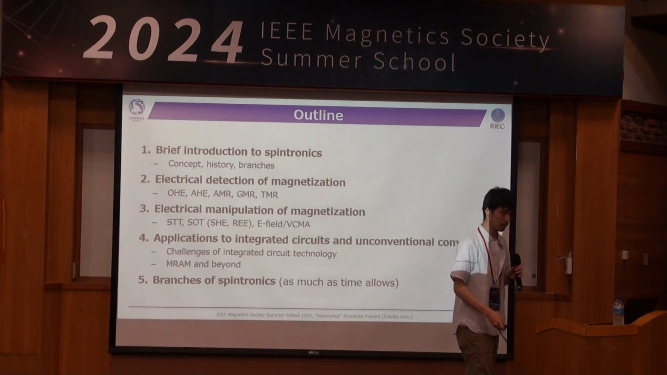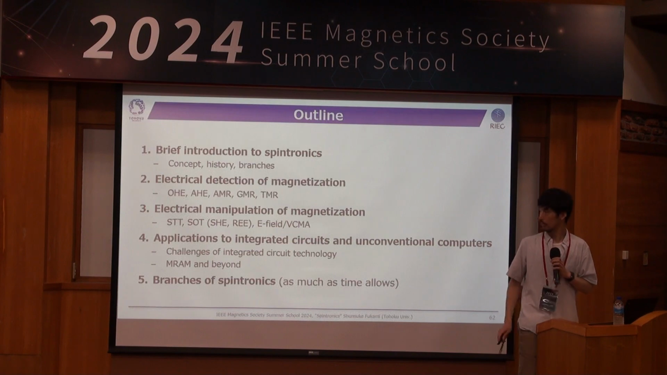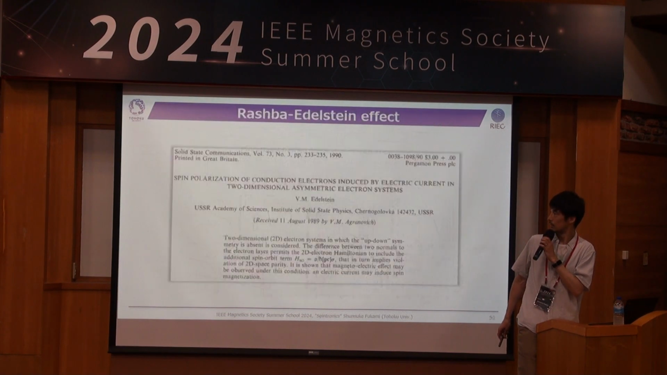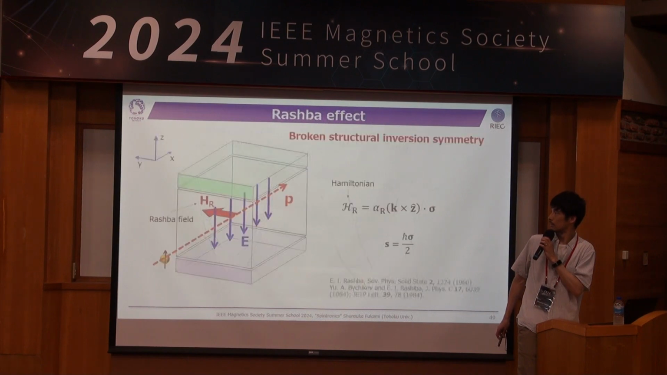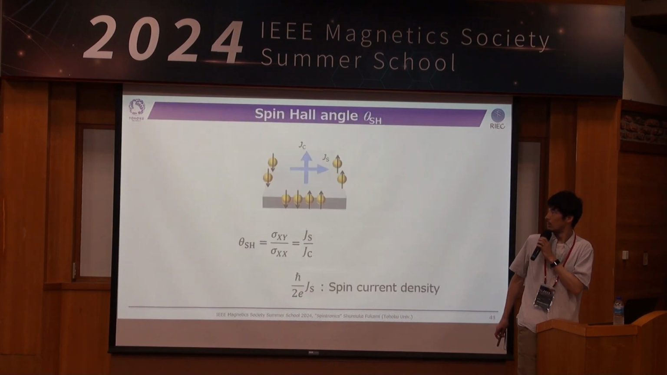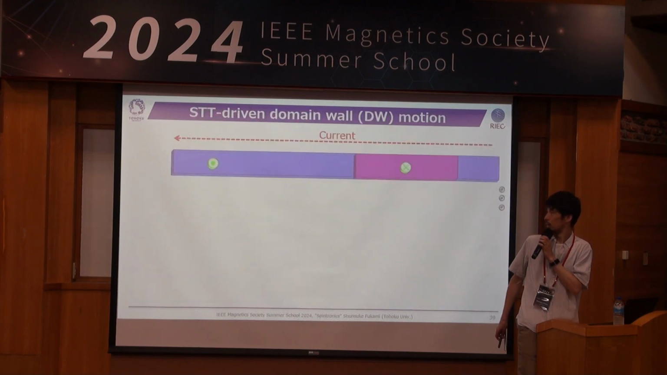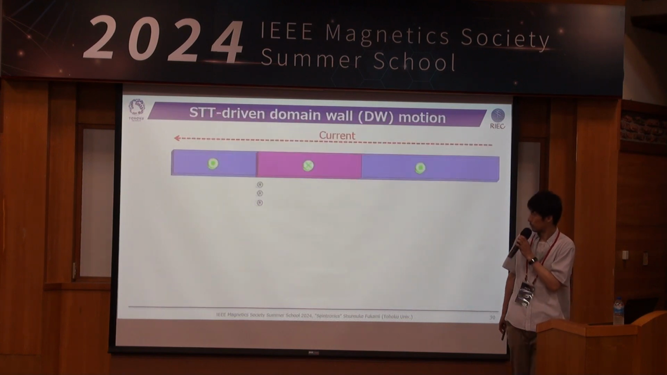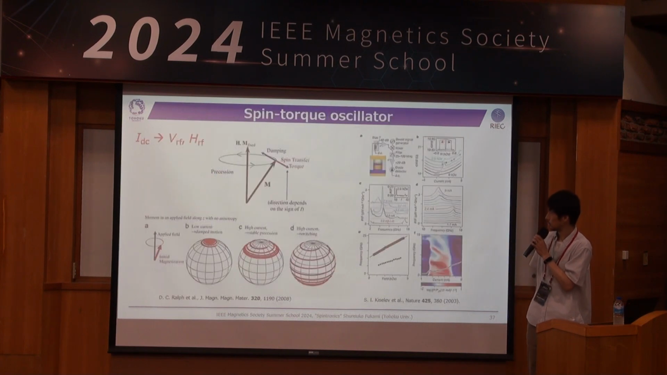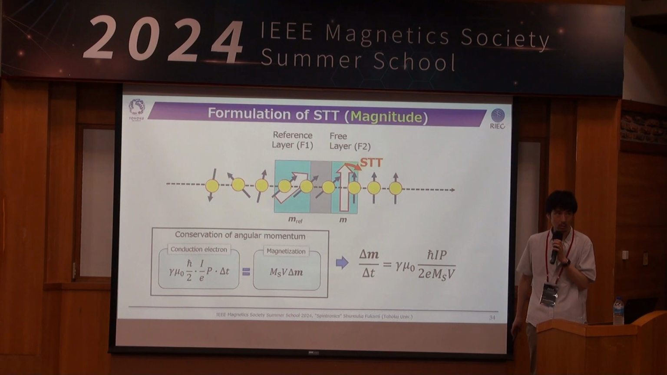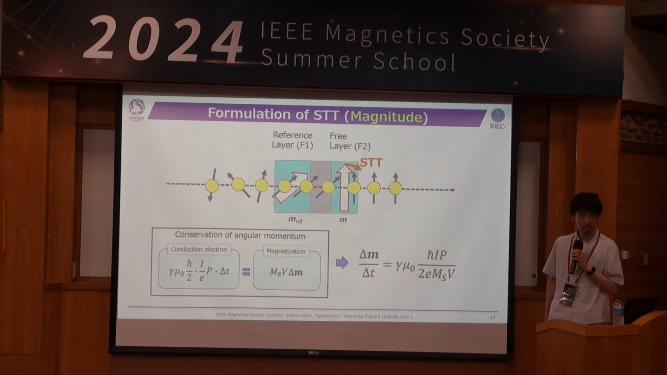I have a question about the STT LLG equation. Can you explain the speed of STT switching? I remember you showed the delta M over delta T equation. Yes, this one? Yes. I want to ask about how fast you expect this STT switching to be.